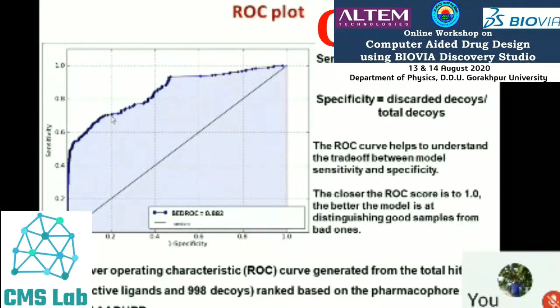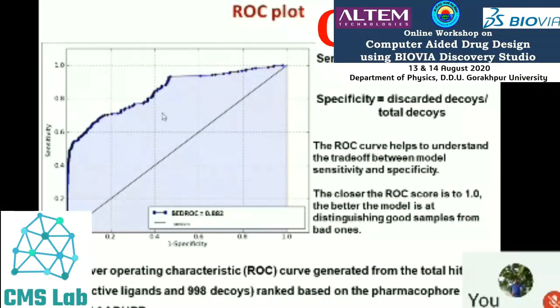Only 25% are decoys. This means your model is a better model, because it is able to distinguish between active ligands and decoys, right? The top hits of the screening are mostly active molecules. This means the pharmacophore model you developed is more robust and more validated. It is able to identify more active ligands than decoys.